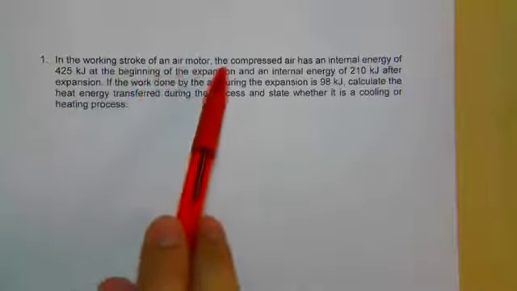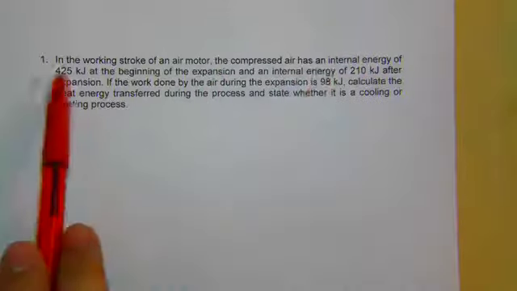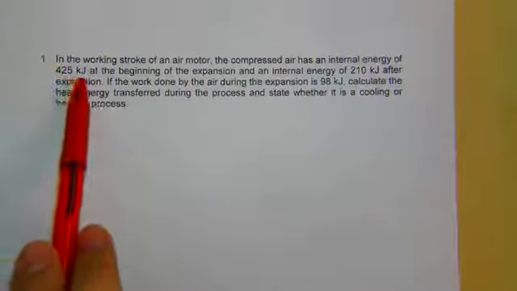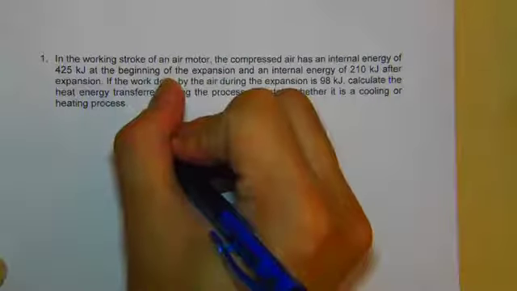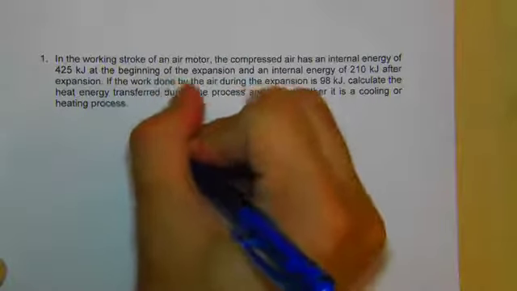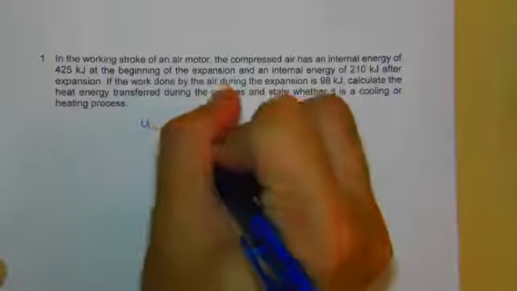Okay, so let's look at the first question. We have a working stroke of an air motor. The compressed air has an internal energy of 425 kilojoule at the beginning. So again, let's write out what we are given. In this case, U1 is equal to 425 kilojoule.